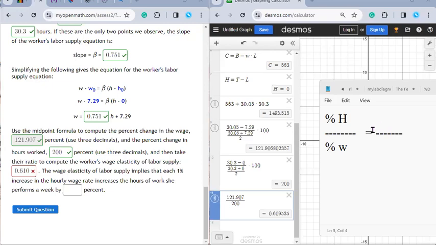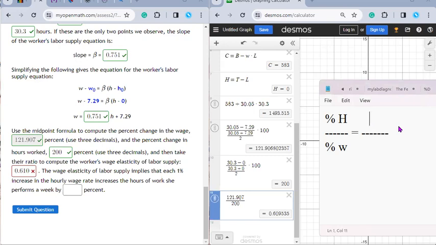Okay, so we have to remember the elasticity formula. The elasticity formula for demand elasticity or supply elasticity is the percent change in quantity. The percent change in quantity here is the hours worked, right? And then down here is the percent change in the price. And here the price is the wage rate, right?